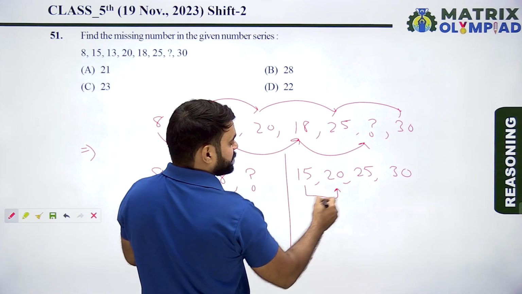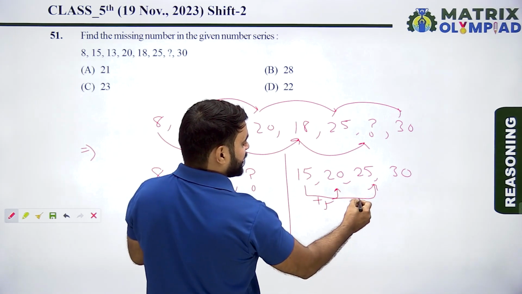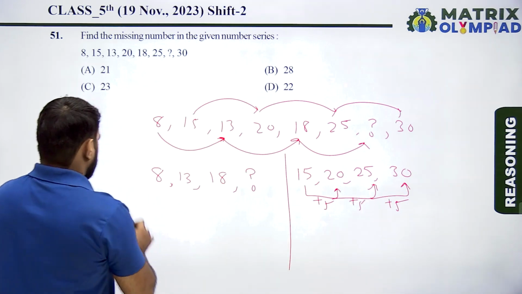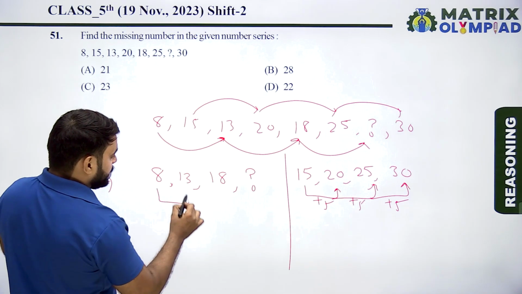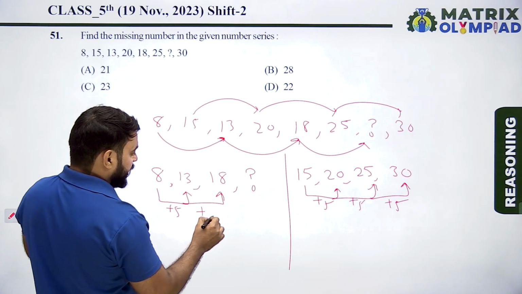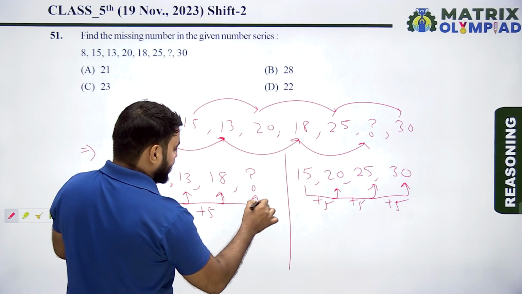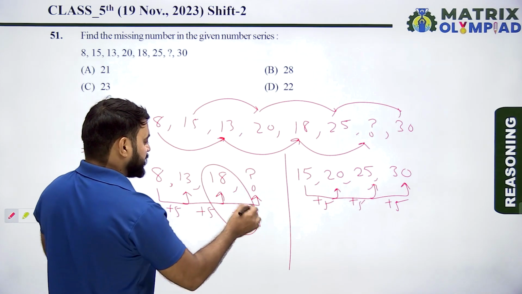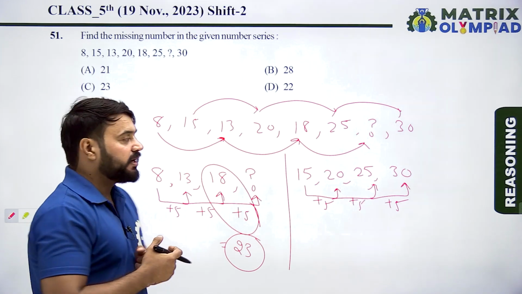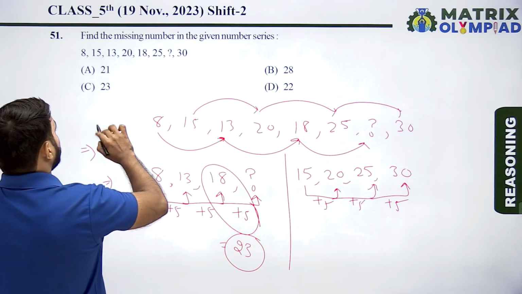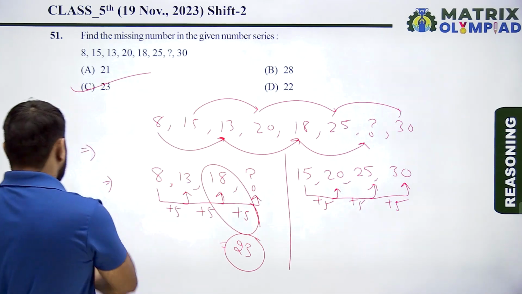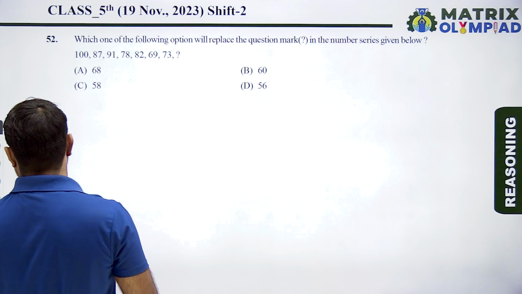15 plus 5 means 20. Now 20 plus 5 means 25. 25 plus 5 means 30. Now in the other series, 8 plus 5 means 13. 13 plus 5 means 18. Now 18 plus 5 means 23. So 23 is the missing number of this series. So here option C is the correct answer of this question. So let's move on to the next question. Next question is question number 52.